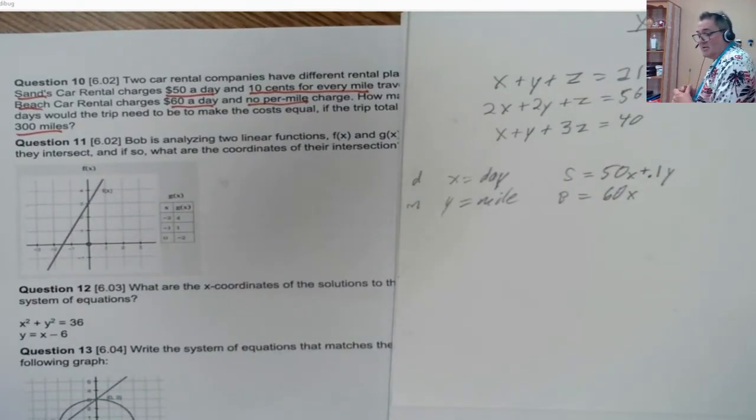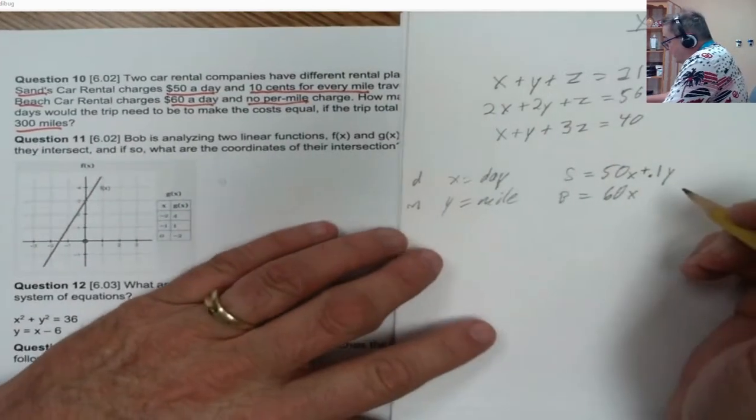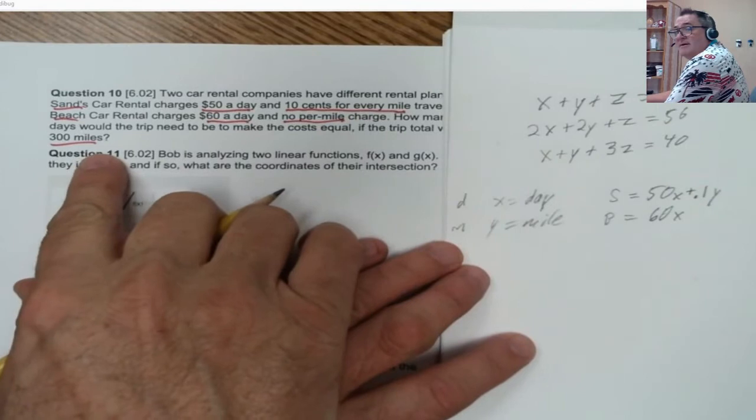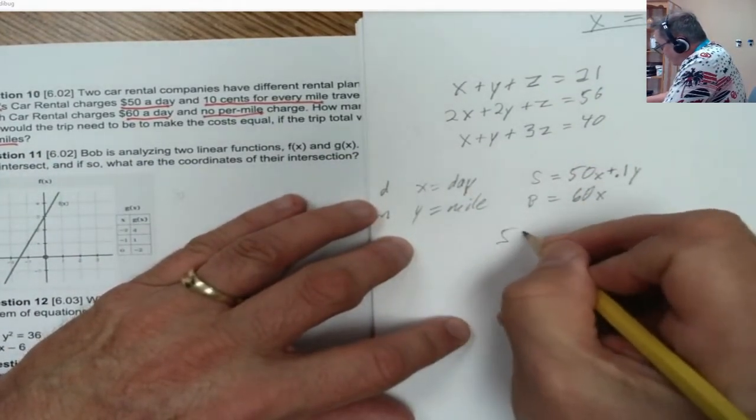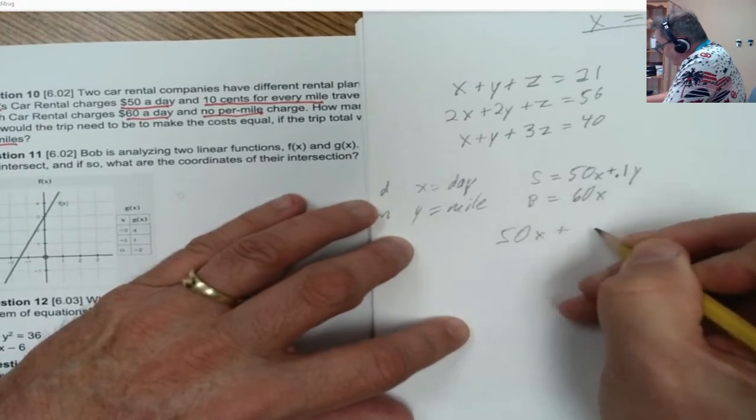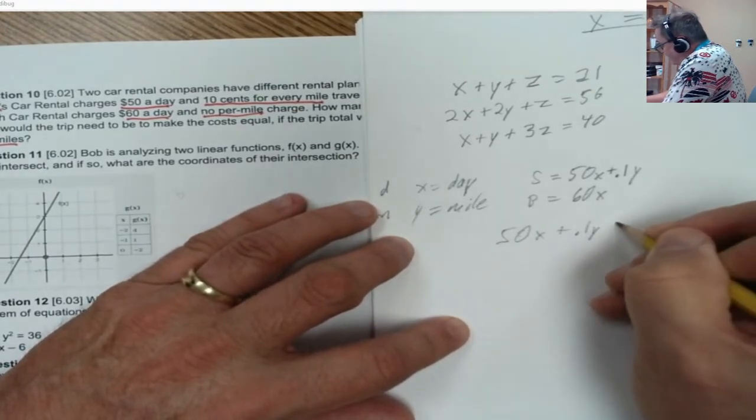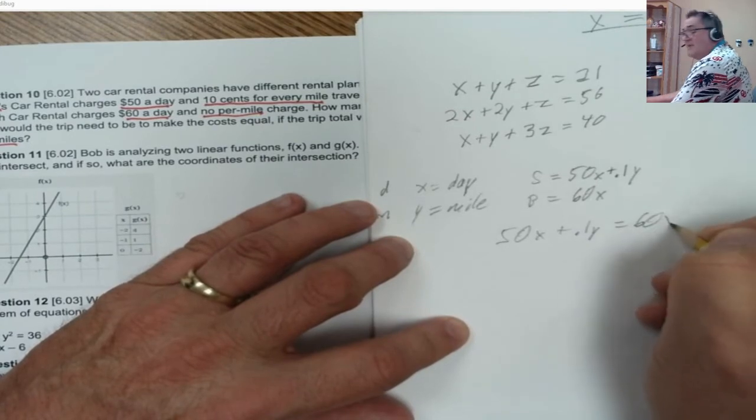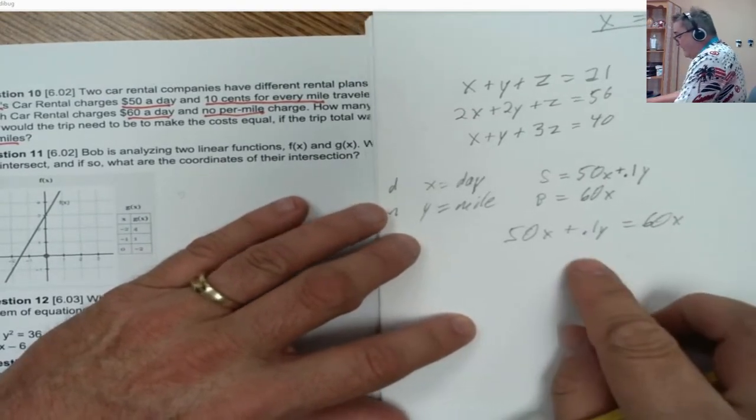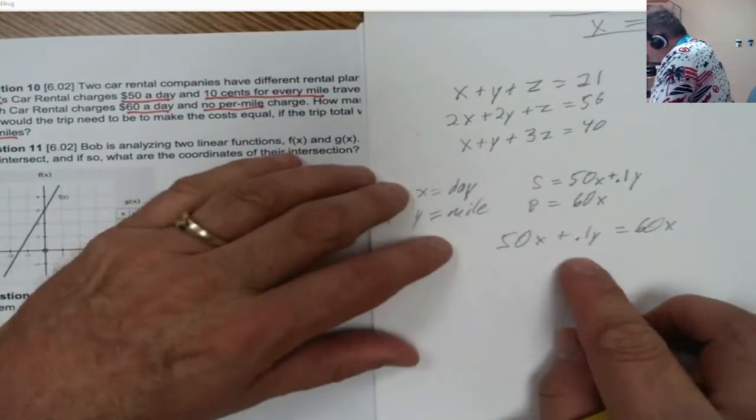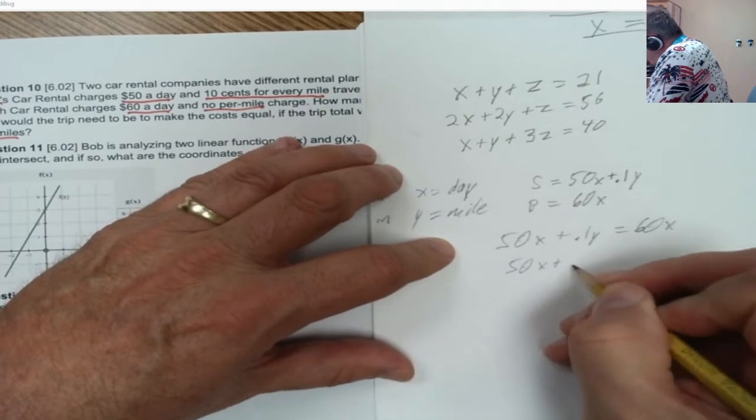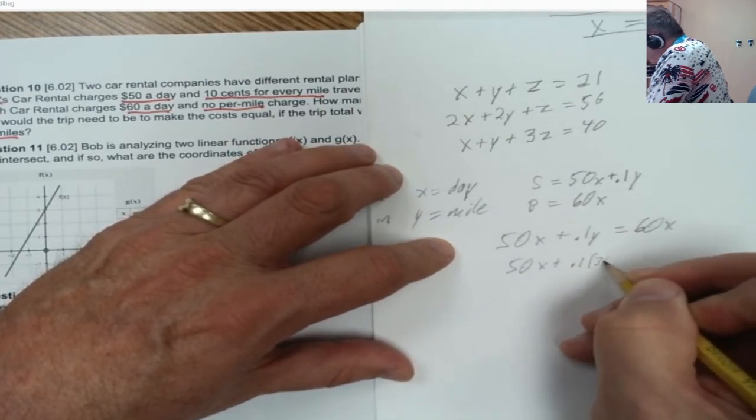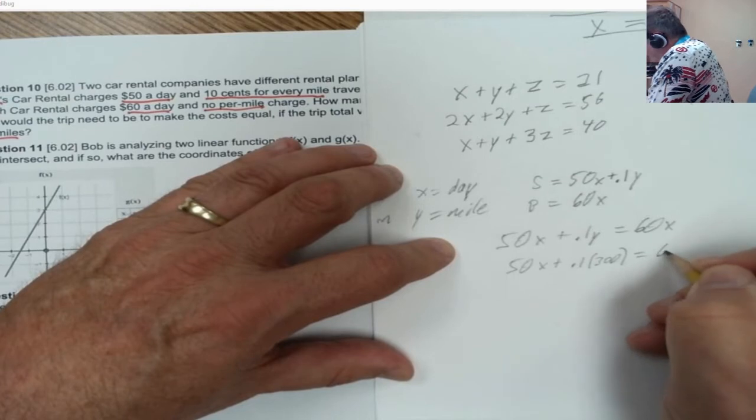So if it equals 300 miles, right? So we want to know how many days would the trip need to be to make the cost equal. So if these are equal, 50x plus 0.1y equals 60x. If they were equal to each other, if it was 300 miles. So miles is y. So 50x plus 0.1 times 300 equals 60x.